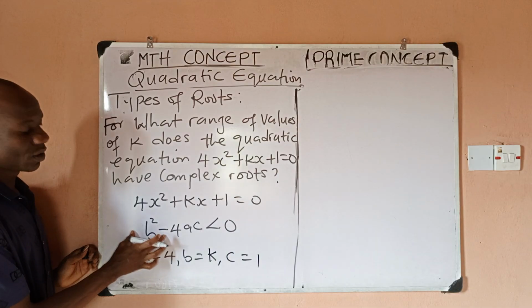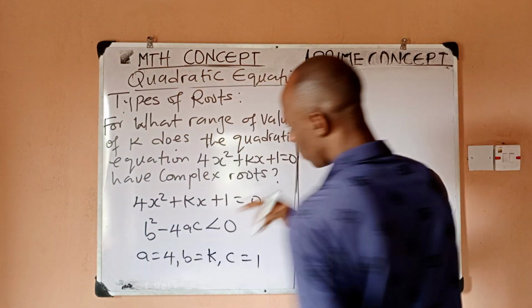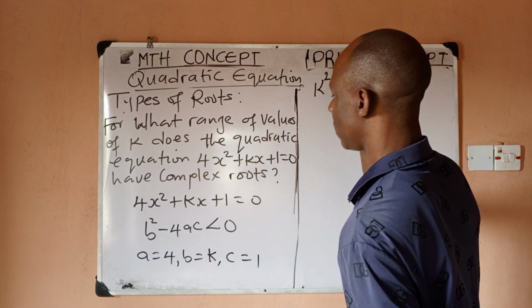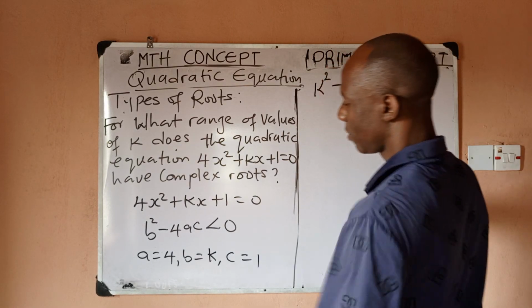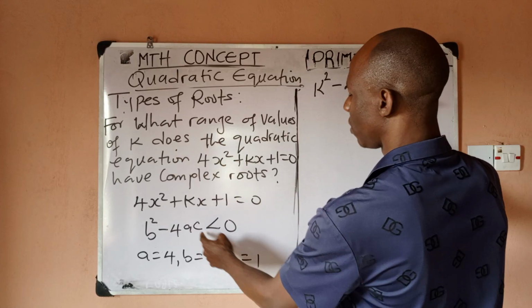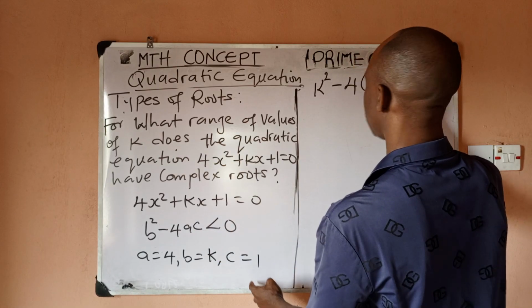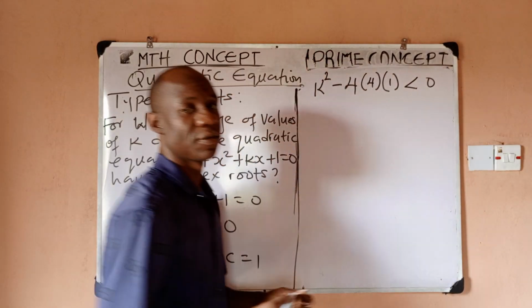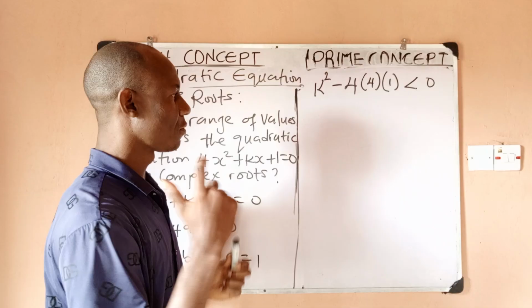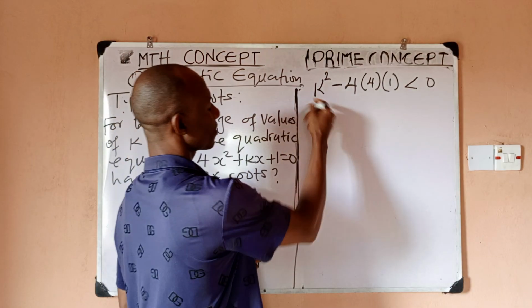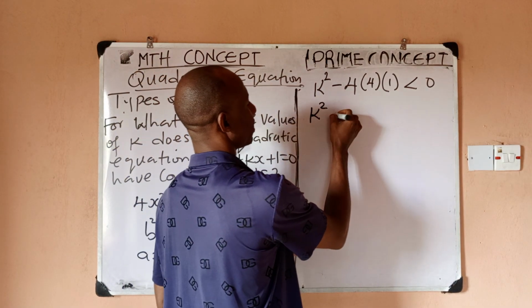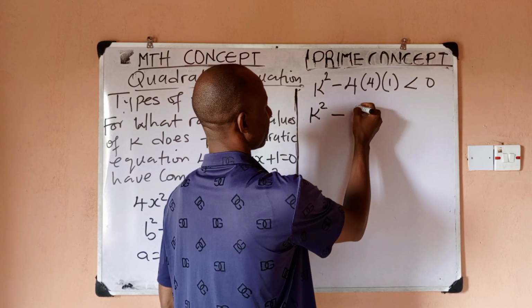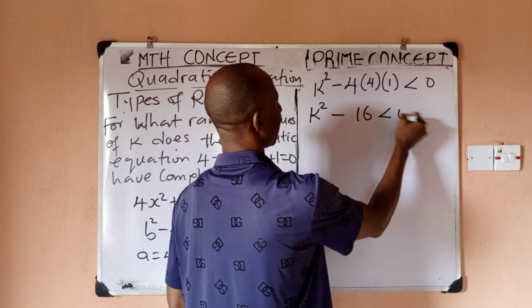So I would substitute into this formula so that I would have that b is k. So I have k squared minus 4 into a. What is my a? My a is 4 and my c is 1. Then this should be less than 0. Remember, this is an inequality. So you don't solve it the way you solve normal equations. So follow so that you can really understand. So I have k squared minus 4 times 4 is actually 16. Yeah, it's 16. So this is less than 0.